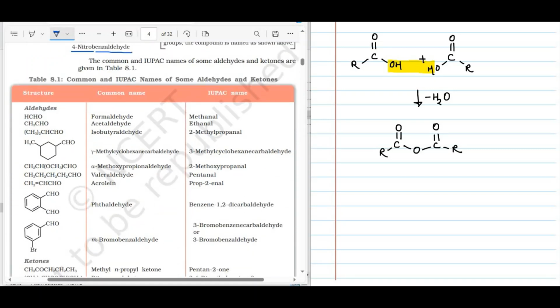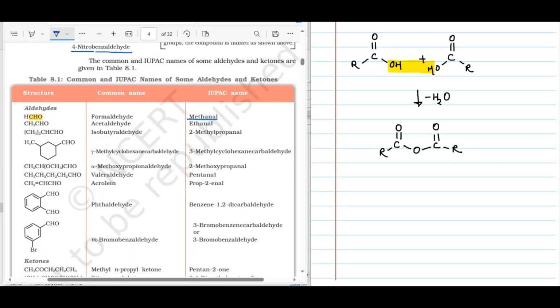The common and IUPAC names of some aldehydes and ketones are given in table 8.1. So HCHO. Here, how many carbons are there? First of all, identify the functional group. CHO means the aldehyde functional group is there, and as there is just one carbon, the name of this molecule will be methanal. The common name of methanal is formaldehyde.